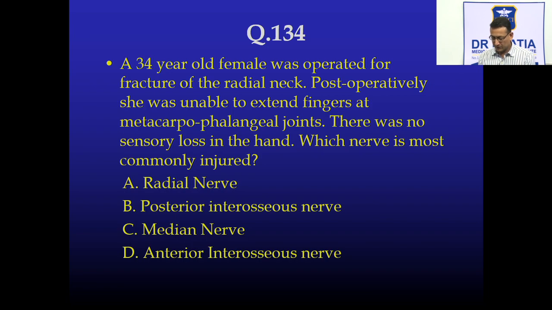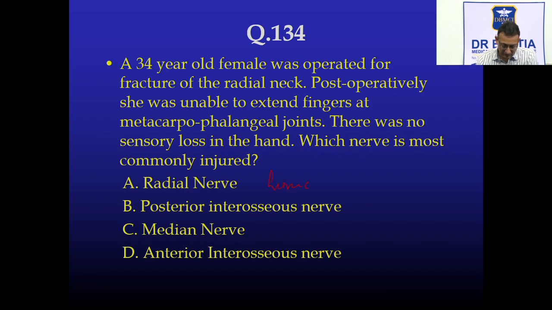So she underwent surgery around the elbow, and post-operatively she was unable to extend her fingers at metacarpophalangeal joints. There was no sensory loss in the hand. Which nerve is most commonly injured? We all know that radial nerve is most commonly injured around the fractures of the humerus.